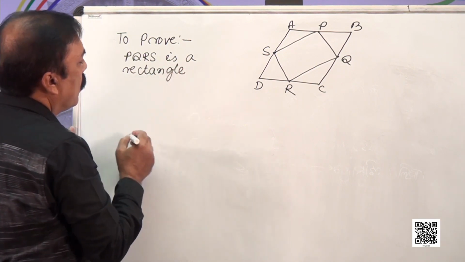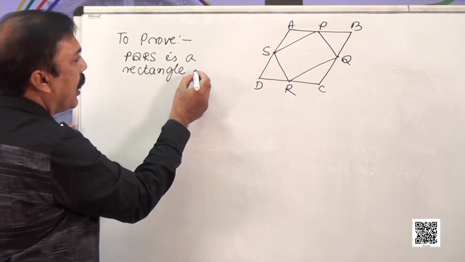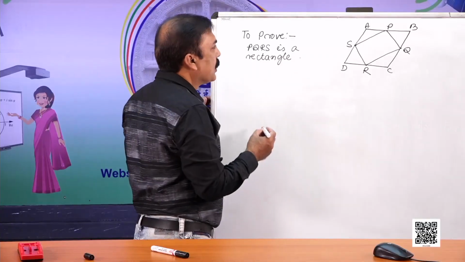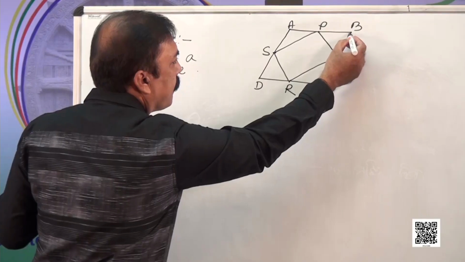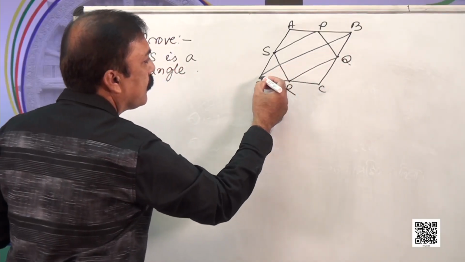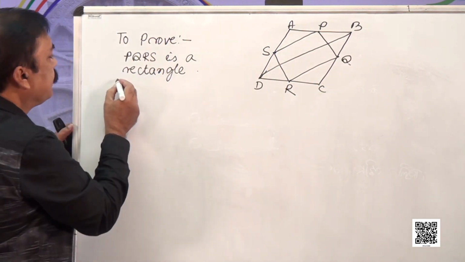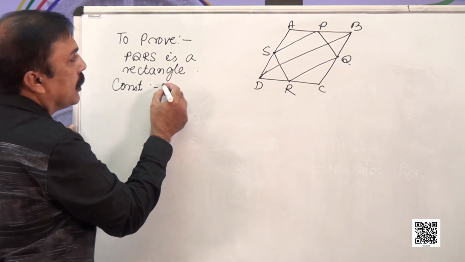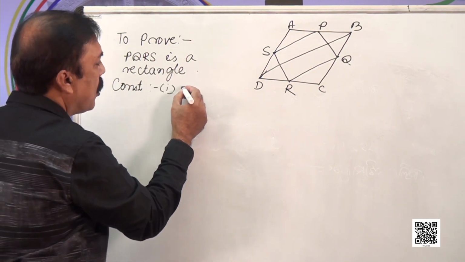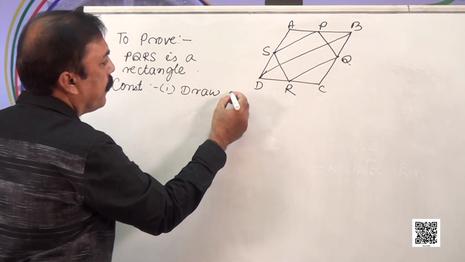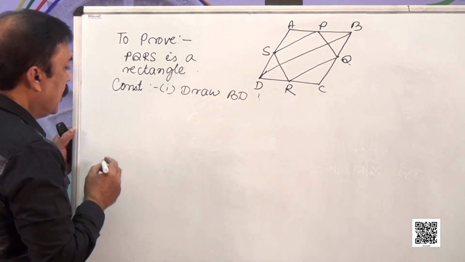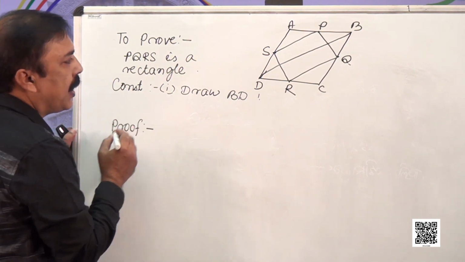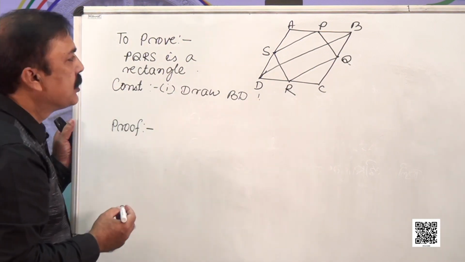So, before proving this to be a rectangle, first let's prove it to be a parallelogram. So, join BD. If we join BD, so one construction here, that is, draw BD. Now see, first part of the proof, let's see.